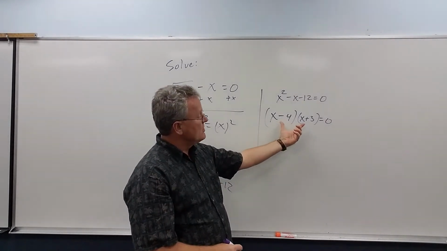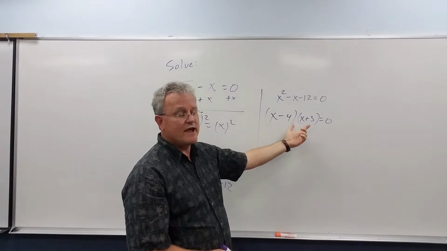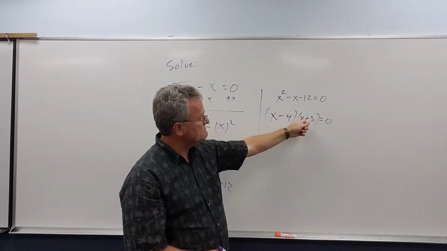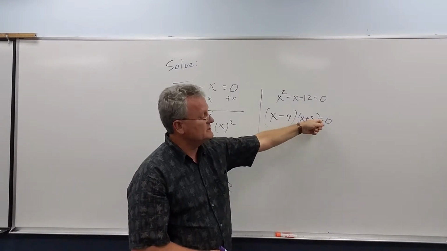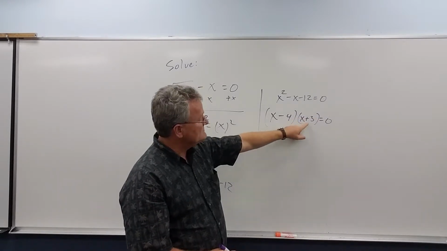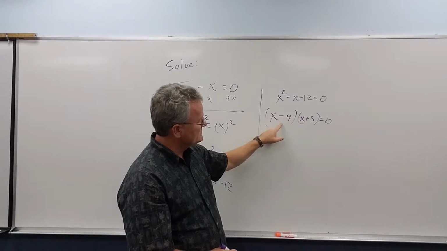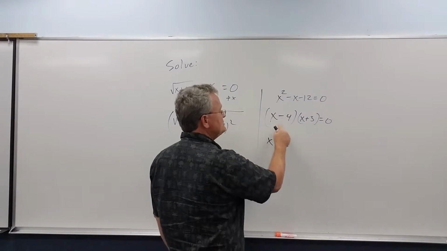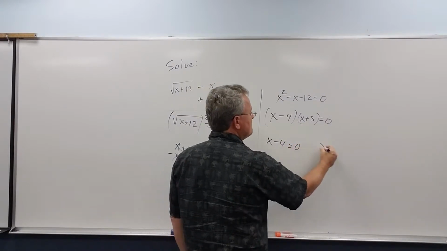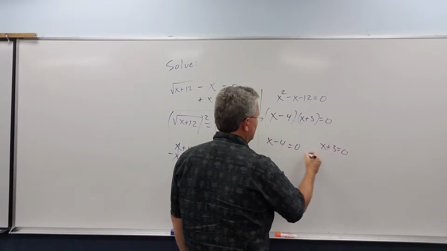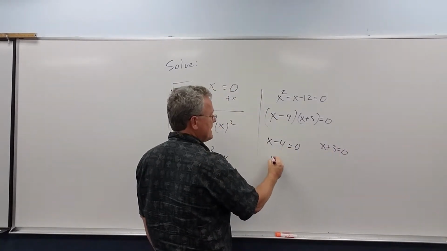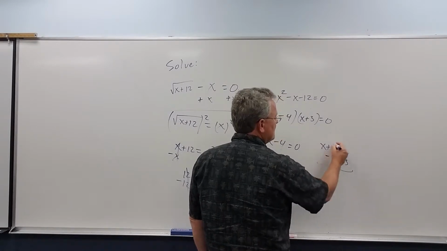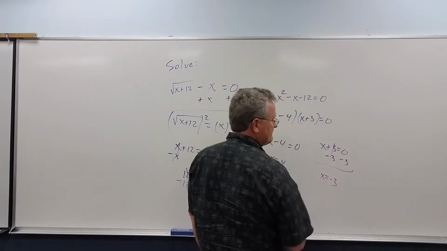Well, if this product is 0, the only way that can happen is if this factor is 0 or this factor is 0. Because if this is 0, it doesn't matter what number that is, 0 times any number is 0. And likewise, if this is 0, it doesn't matter what number this is, any number times 0 is 0. So we set each factor equal to 0 and solve. Here, when I add 4 to both sides, we get x equals 4. Here, when I subtract 3, we get x equals negative 3.